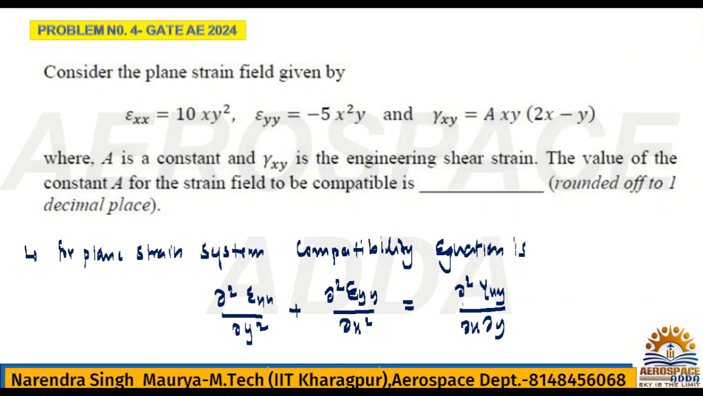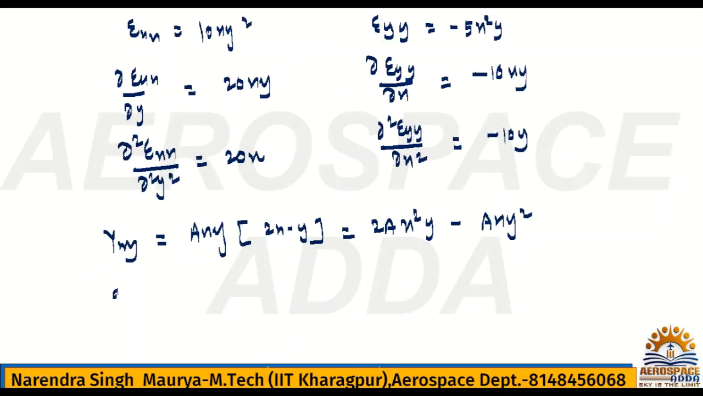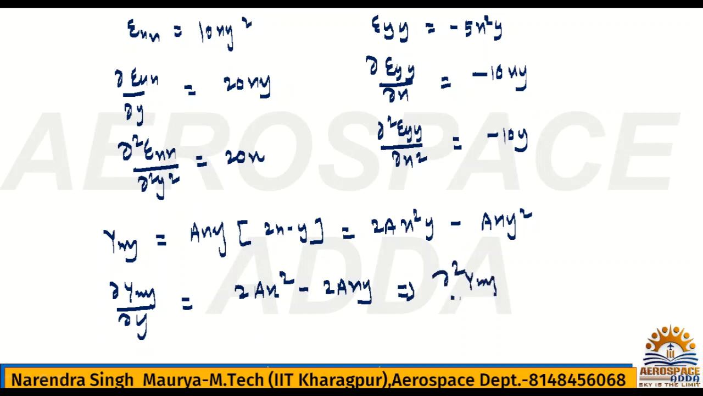First you have to differentiate this gamma xy with respect to y. So what you will write? Dou of gamma xy divided by dou y. What you will get? So you will get 2a x square minus 2axy. Again, you have to differentiate this with respect to x. So differentiate this. What you will get? 4ax minus 2ay. This value you will get? Yes or no?